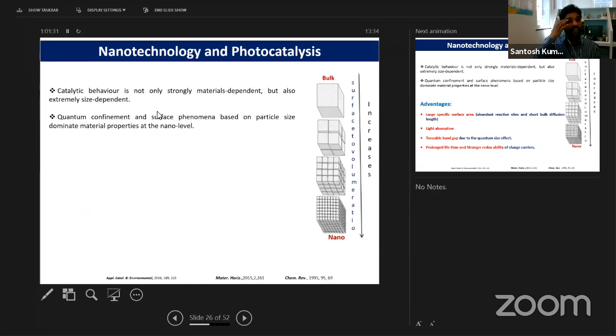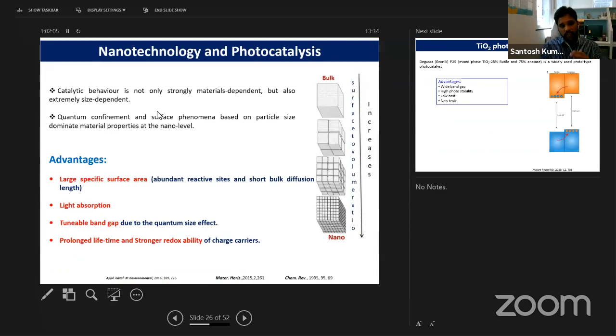Coming back to the relation between nanotechnology and photocatalysis: you know what nano is and what happens at the nanoscale. So how is nanomaterial related to photocatalysis? Basically, the catalytic behavior is not only strongly material dependent, but also extremely size dependent. Quantum confinement and surface phenomena based on particle size dominate material properties at the nanoscale, as we discussed. In photocatalysis, the high surface area gives you abundant reactive sites, and by reducing the bulk to surface distance, the electron can reach the surface quickly, which reduces the recombination rate and helps absorb the light.